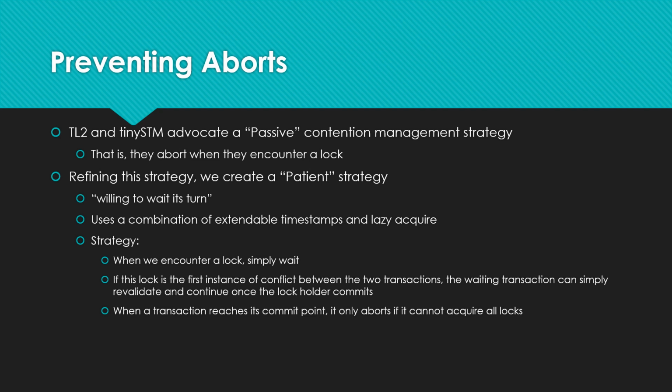We don't automatically abort. If this lock is the first instance of the conflict between those two transactions, the waiting transaction just revalidates and continues once the lock holder commits. When that transaction reaches its commit point, it only aborts if it can't acquire all locks. Now, while that transaction is waiting, it yields the CPU if there are more active threads than cores. Since this waiting transaction is invisible, its wait can't block any other concurrent transactions.